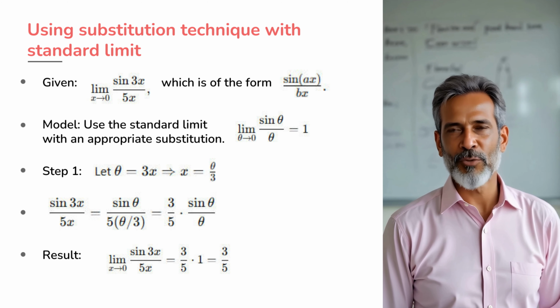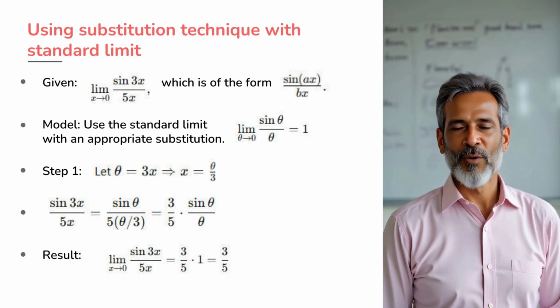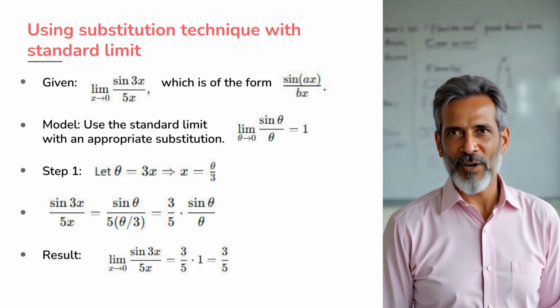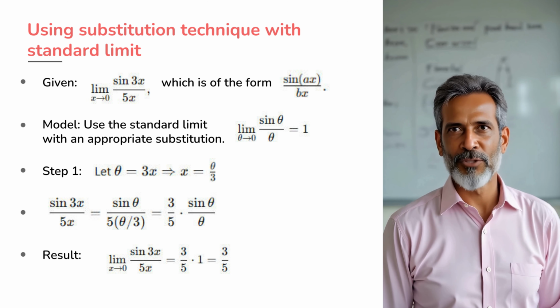As theta tends to 0, sine theta over theta tends to 1. Therefore, the limit is 3/5 times 1, which is 3/5. Shabash. You just applied substitution to crack a limit question. Remember, the answer is 3/5.